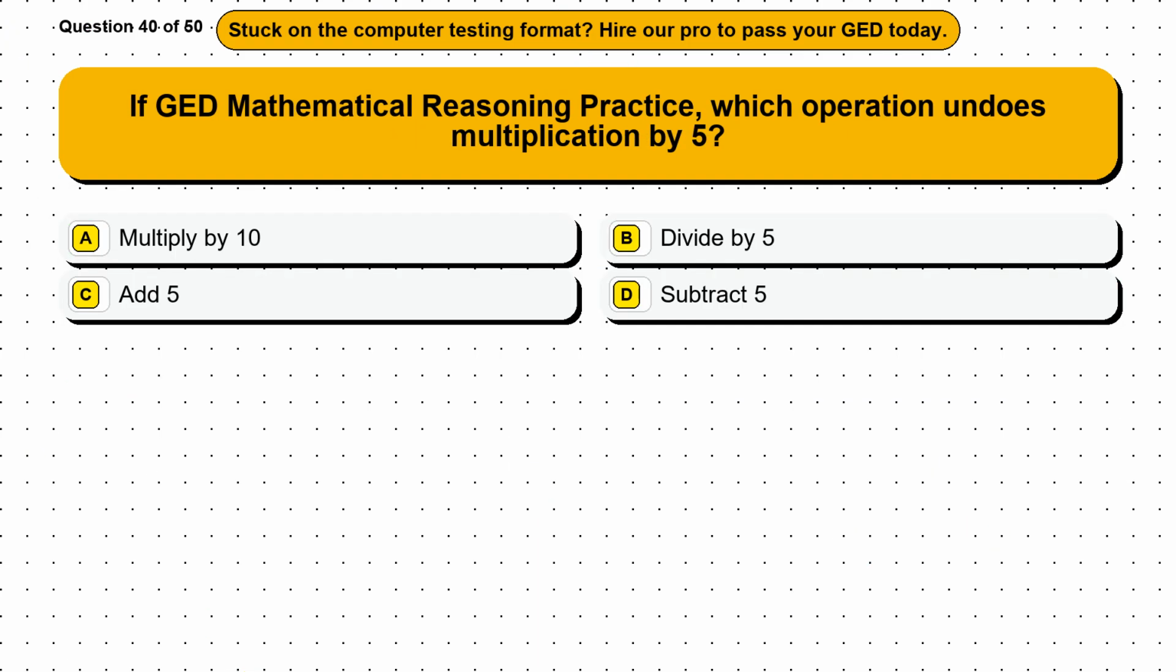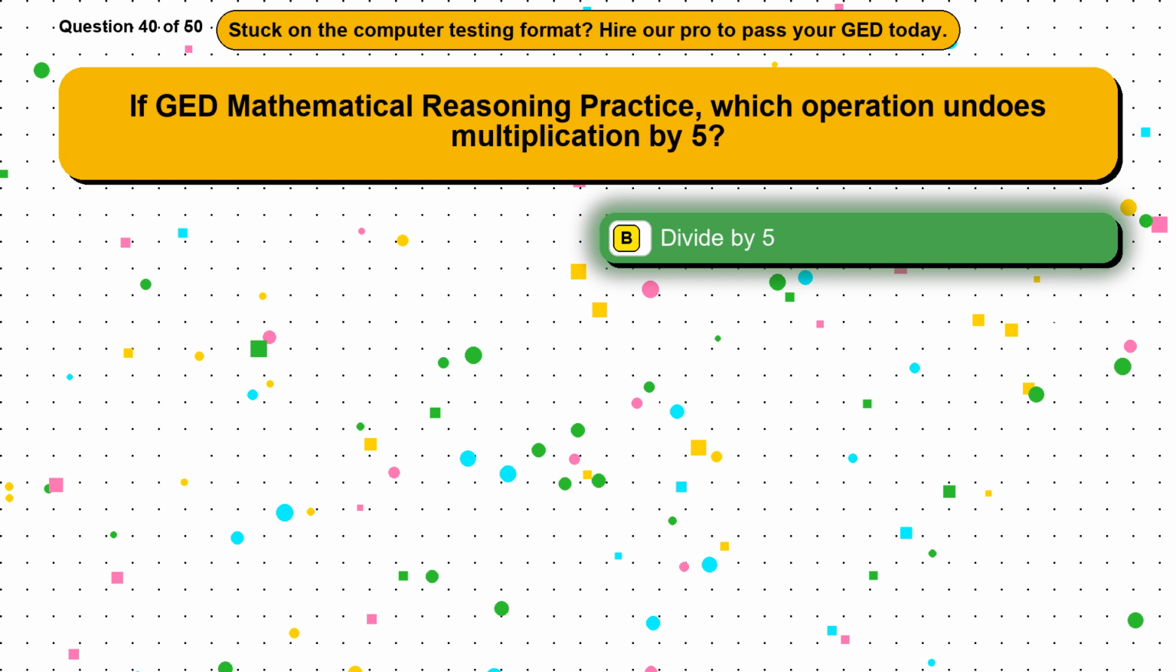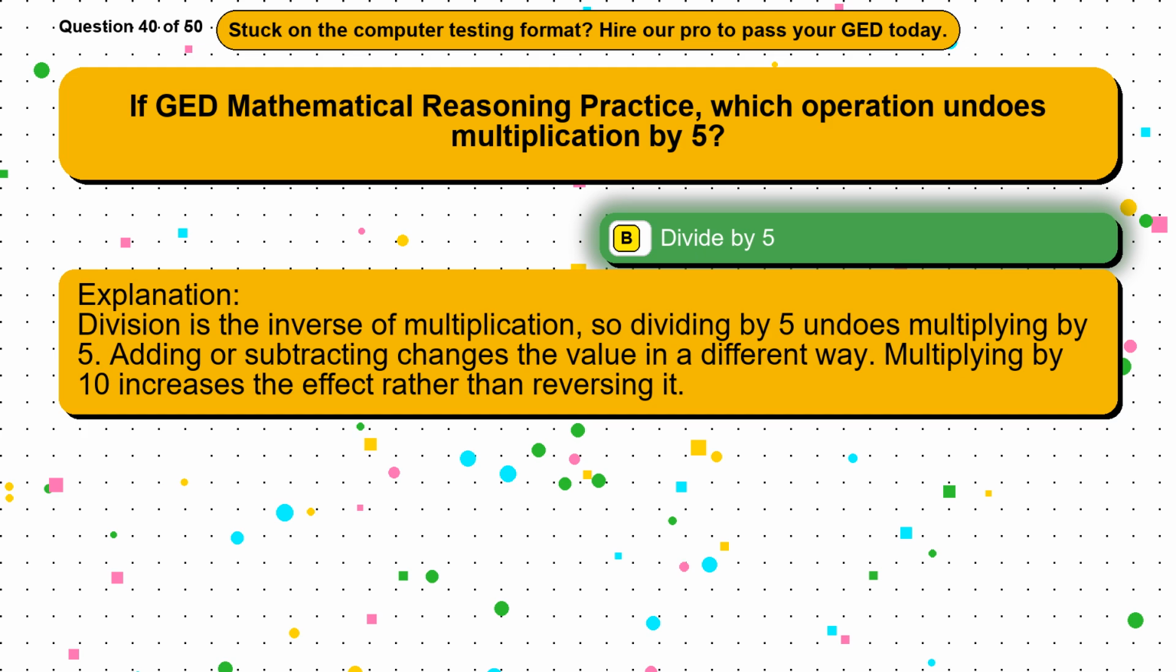Question 40. If GED Mathematical Reasoning Practice, which operation undoes multiplication by 5? Option A, multiply by 10. Option B, divide by 5. Option C, add 5. Option D, subtract 5. The correct answer is option B. Divide by 5. Division is the inverse of multiplication, so dividing by 5 undoes multiplying by 5. Adding or subtracting changes the value in a different way. Multiplying by 10 increases the effect rather than reversing it.